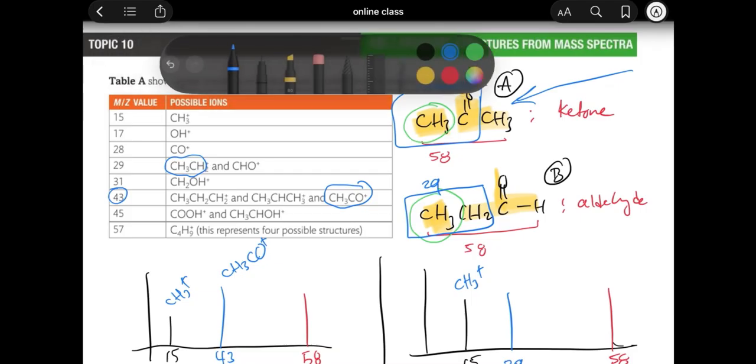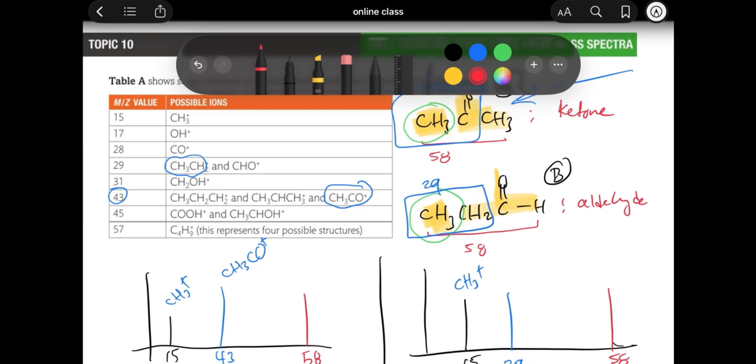And finally, we could have another peak from here, like this, which, if you calculate it, is going to be 43. So you just notice that the only difference between these two structures is the absence of the 29 in A and the presence of the 29 mass per charge ratio for B. So this is a way to distinguish between these two structures.